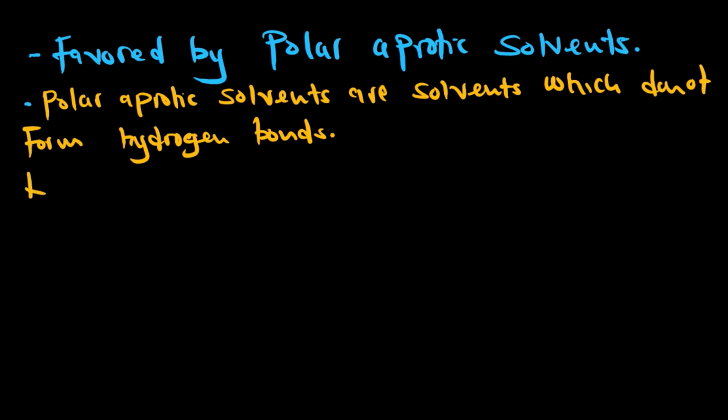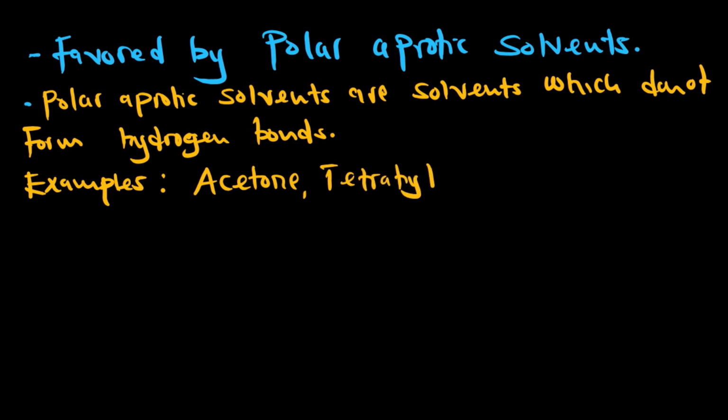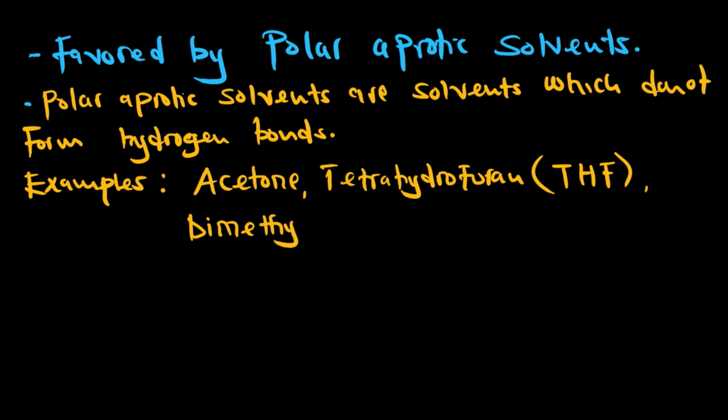So examples of polar aprotic solvents which you need to know. Number 1 is acetone, most commonly used. And then you've got tetrahydrofuran, which is denoted as THF. And then we have dimethyl sulfoxide. Dimethyl sulfoxide is denoted as DMSO.